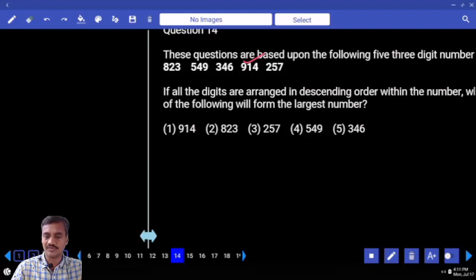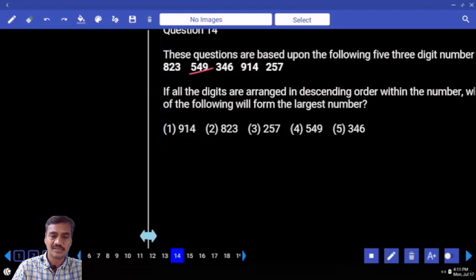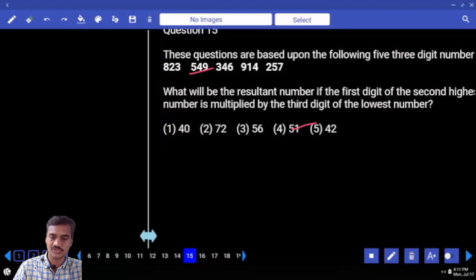941. Now that one we are getting from 914, right? 940. Yes, we have another one. Yes, 940. Now we have one more number with 9, 945, that is choice 4. 14 choice 4. And the 15th one, what was the resultant number is the first digit of the second highest number.